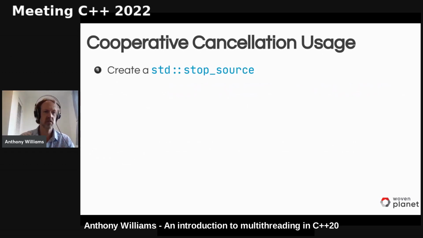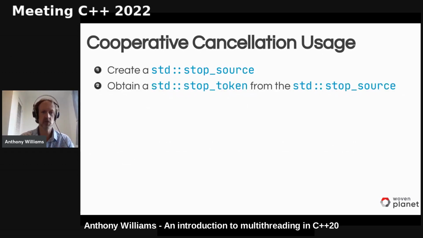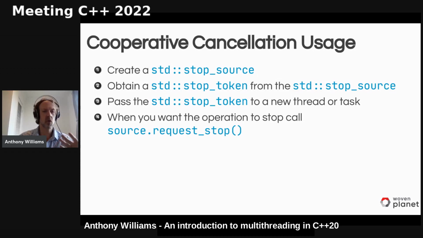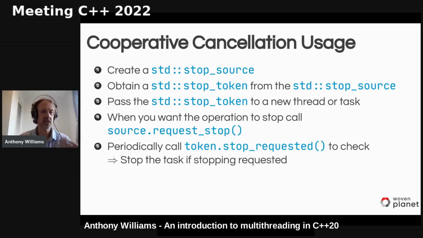So how would you use it? Well, first of all, we create a stop source. It's just default constructible. That's dead easy. Then we ask the stop source to give us a stop token. This stop token is copyable. We can pass it around to as many places as we like, so we can pass it to a new thread or a task that we've submitted to a thread pool. And then when you want the operation to stop, you call request_stop on your stop source, and that then sets the flag.